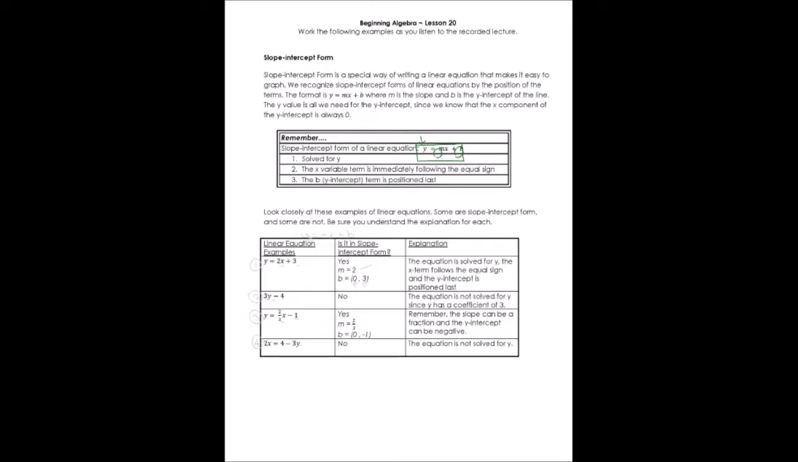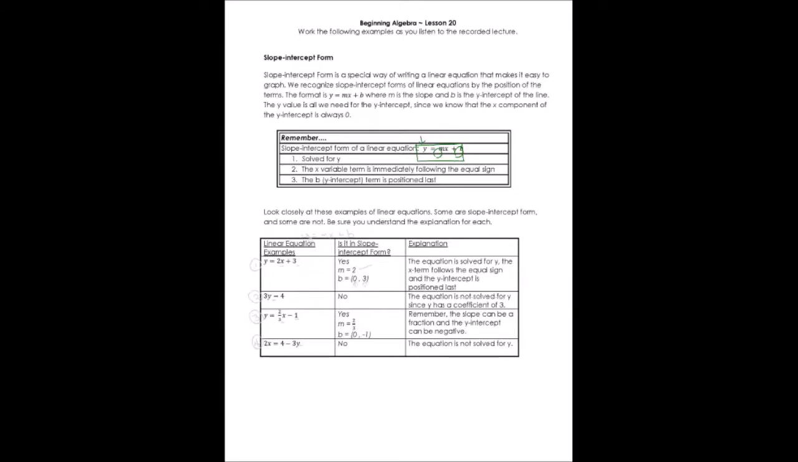So, m is always slope, and it's the coefficient of the x term. And b is the y part of the y-intercept. Now, all we need for the y-intercept is the y value, since we know for a y-intercept, x is always going to be 0. So we can plot that point just from that variable.